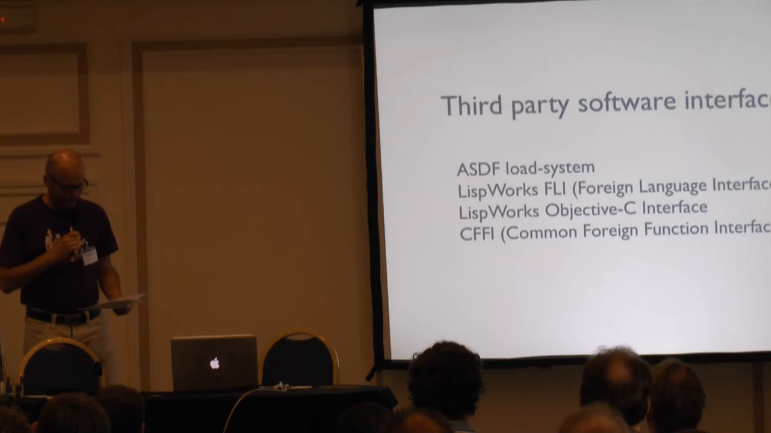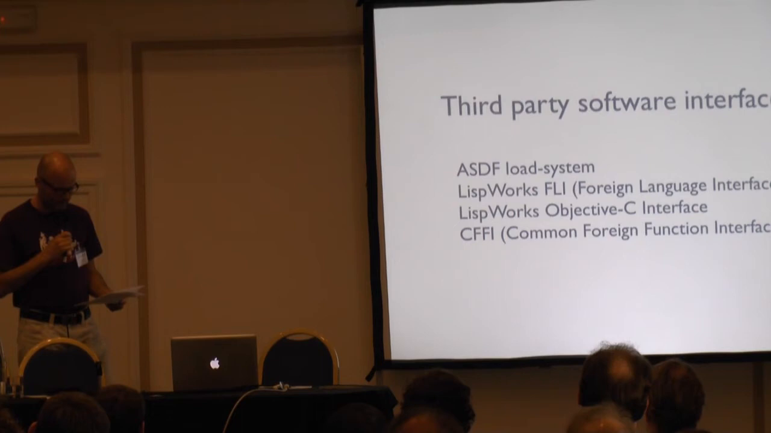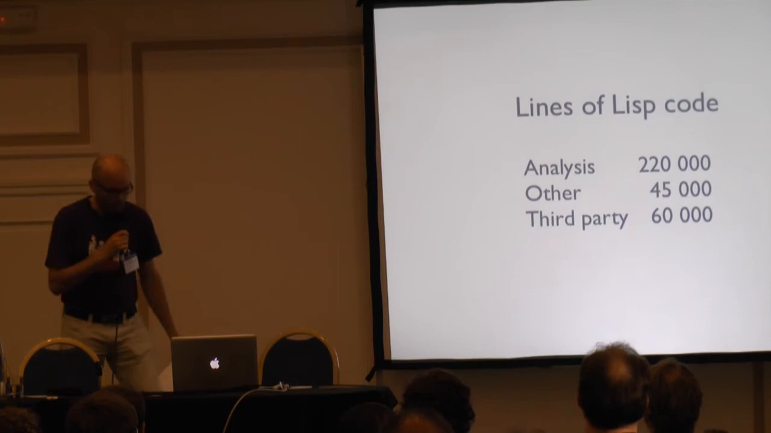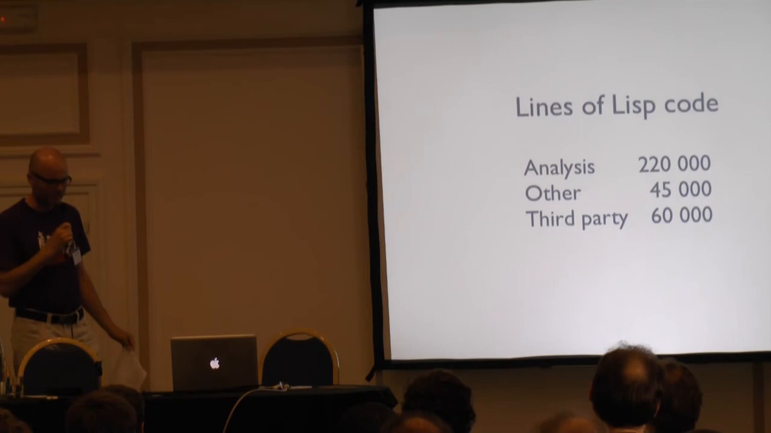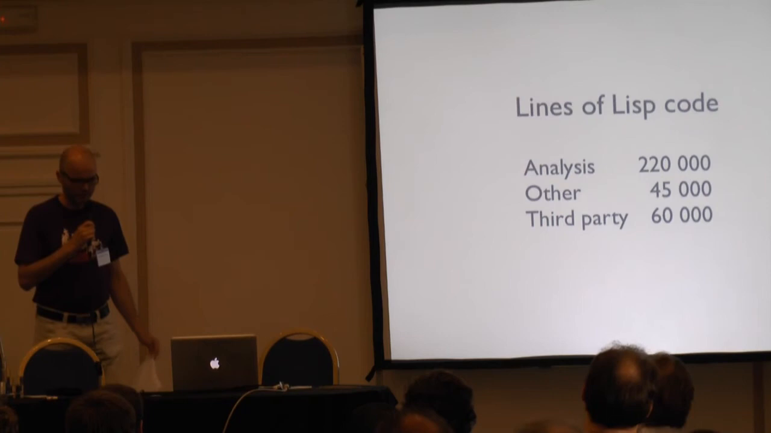When it comes to cross-platform GUI, we use the Lispworks CAPI. It's a good idea, but since we don't have the CAPI source code, it is very hard to solve some problems when they arrive. But we use CAPI extensively. And how much code is this? Well, the heart of the program is the music analysis, and that's 220,000 lines of code. And then the rest of the program is 45,000 lines of code, and the third-party libraries are 60,000 lines.